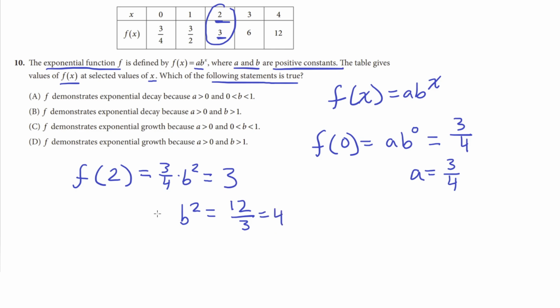So that means if we take the square root of both sides, b is just equal to the square root of 4, which is 2. Now, it could have been -2, but the question said that a and b are positive constants, so we're just going to ignore -2. So now we have the value of a and b. So our equation looks like this: f of x equals 3/4 times 2 raised to the x.